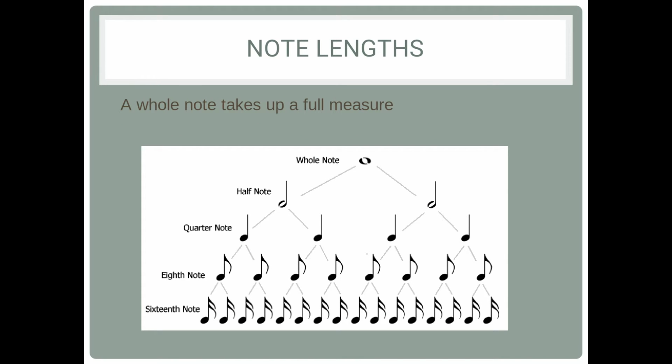Note lengths. A whole note takes up a whole measure, or a whole grouping of loud and soft pulses. A half note will take up half a measure, especially in 4/4 time. A quarter note takes up a quarter of the measure. An eighth note takes up an eighth of the measure. A 16th note takes up a 16th of the measure.